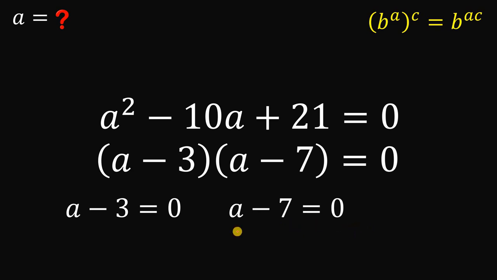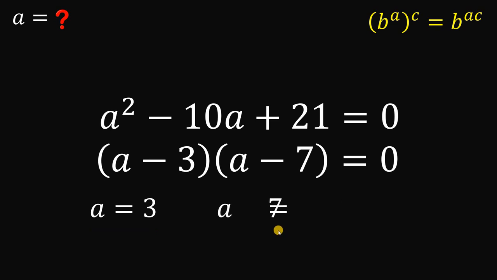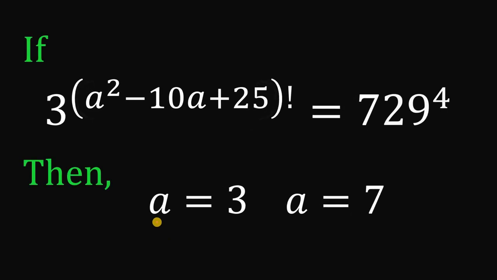Now, solving these two equations, a minus 3 equals 0, let's add 3 on both sides, and surely we get that the value of a must be equal to 3. On the second equation, if we add 7 on both sides, we get the value of a must be equal to 7. And that is the answer. The value of a in this equation, 3 raised to (a squared minus 10a plus 25) factorial equals 729 raised to the 4th power, must be equal to 3 or 7. And that is the answer.